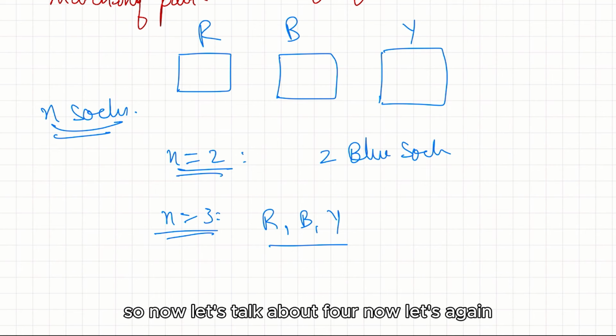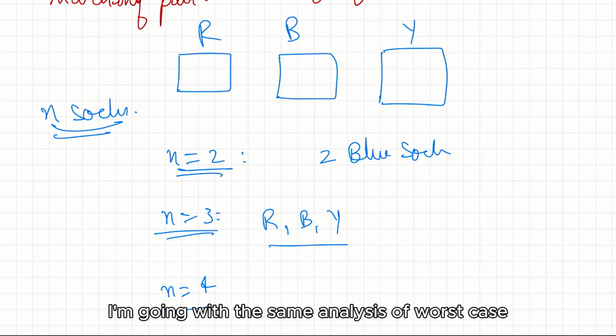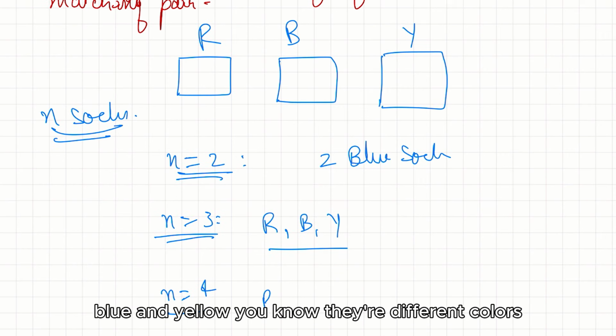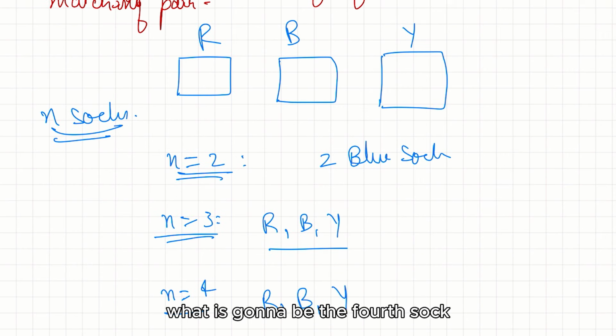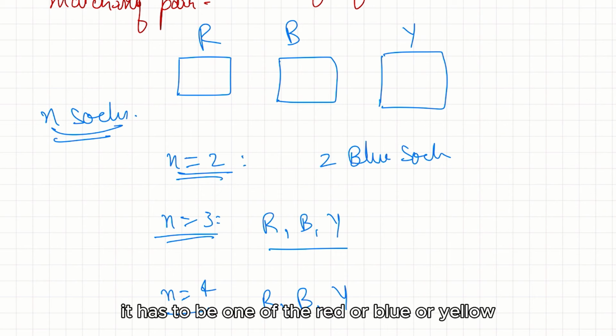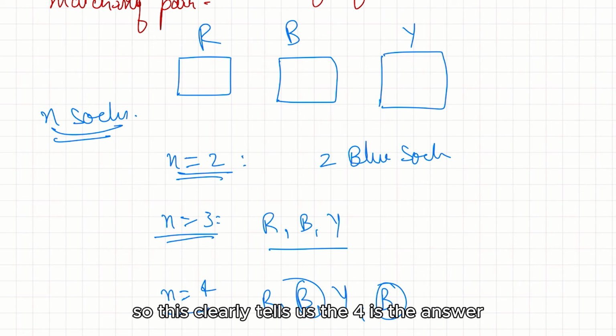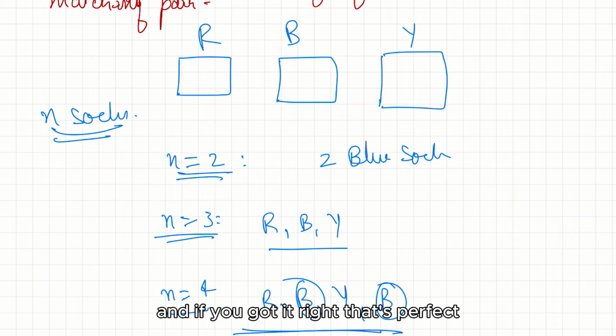Okay, so now let's talk about 4. Now, again, I'm going with the same analysis of worst case. So let's say the first 3 socks were red, blue, and yellow. They're different colors. What is going to be the 4th sock? It has to be one of the red or blue or yellow. So let's say it's blue, but suddenly now we have a pair. Okay, so this clearly tells us that 4 is the answer. And if you got it right, that's perfect.